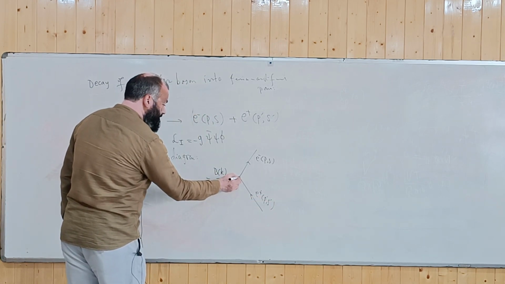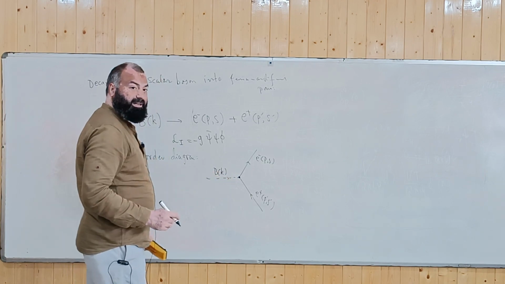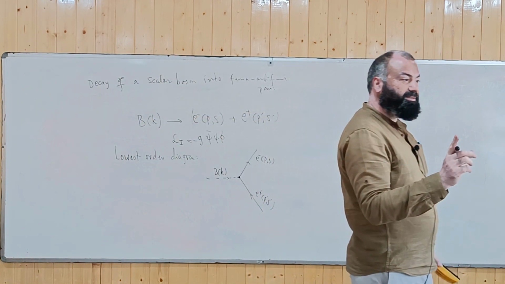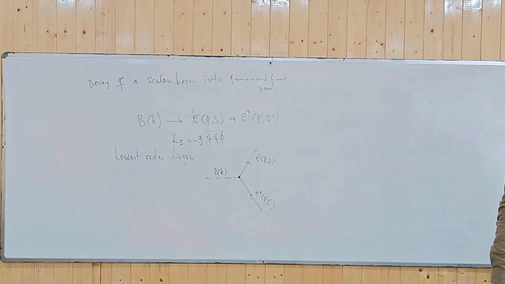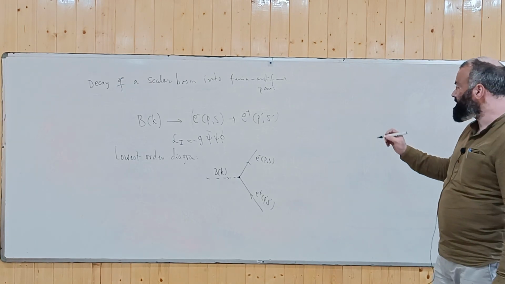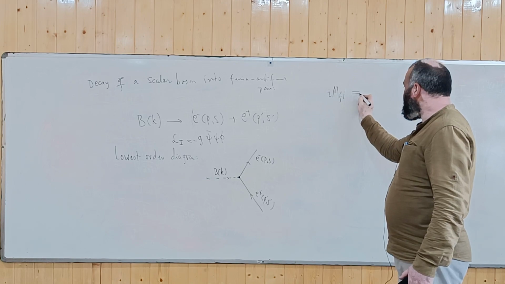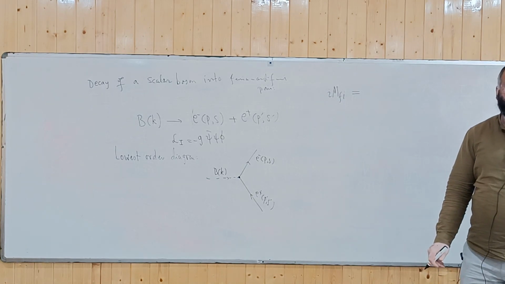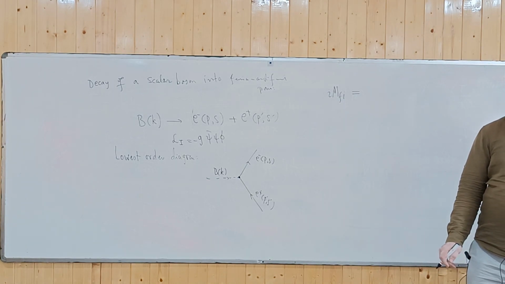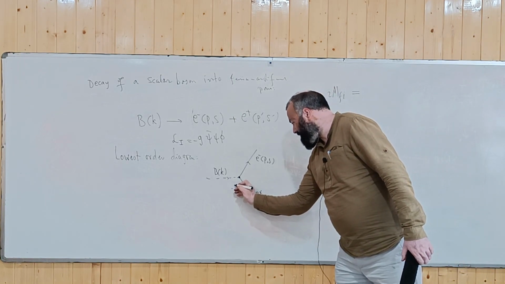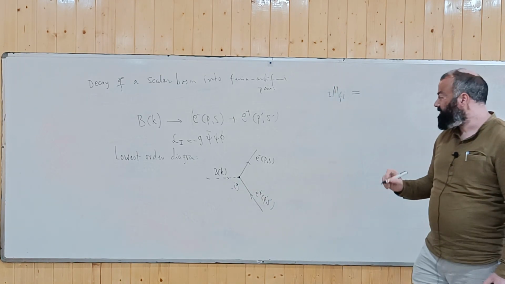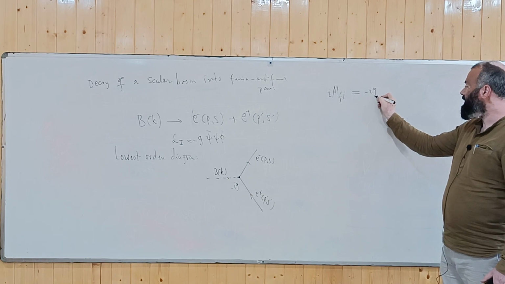Clear? Okay, so now let's write. In order to calculate this decay rate, what do I need to know? The Feynman amplitude. The only unknown quantity in that term is the Feynman amplitude. Now let's write the Feynman amplitude of this process. Now tell me, what should I write? What is the coupling constant? g. So this will be ig.